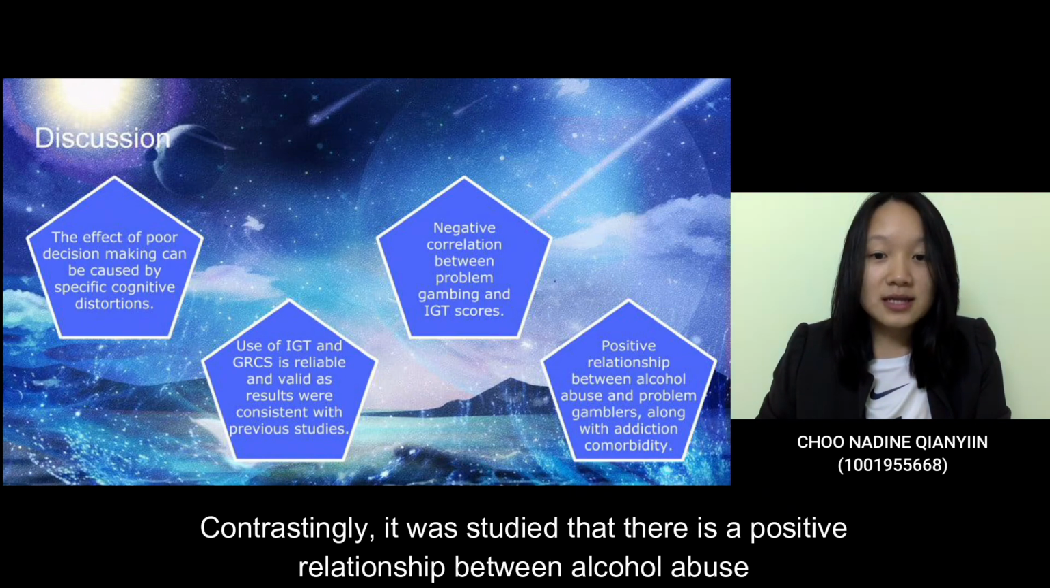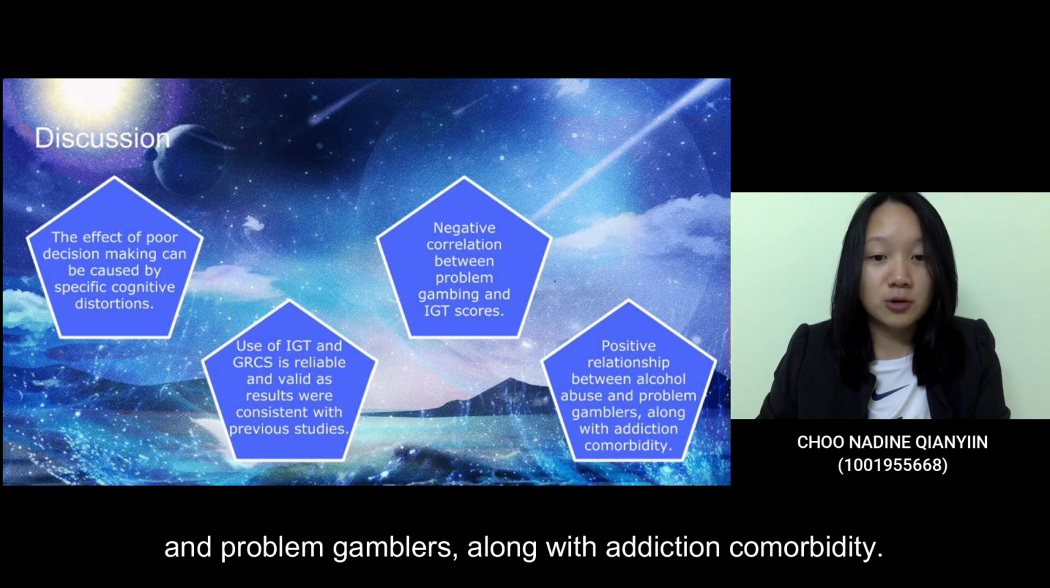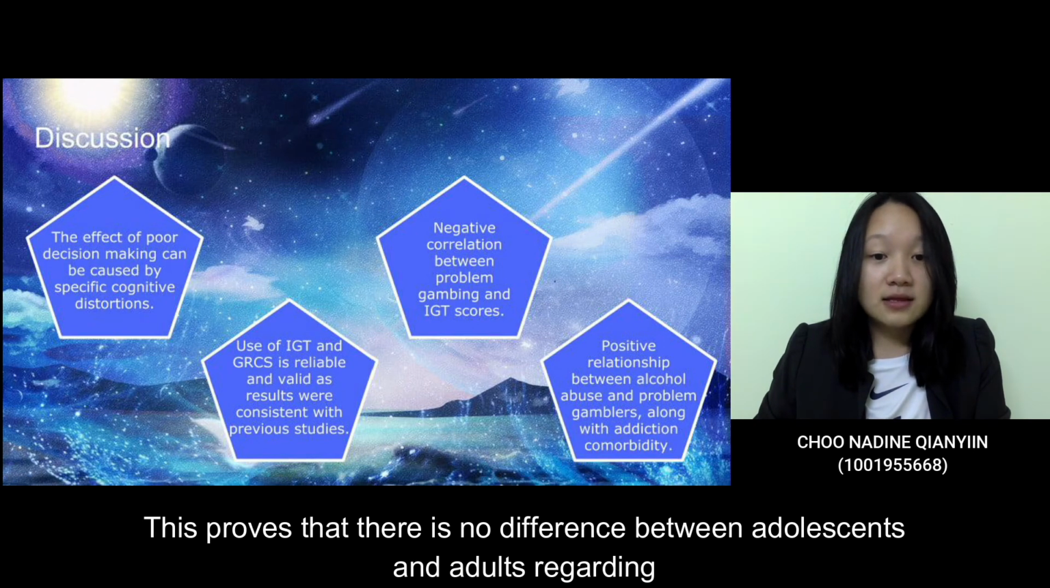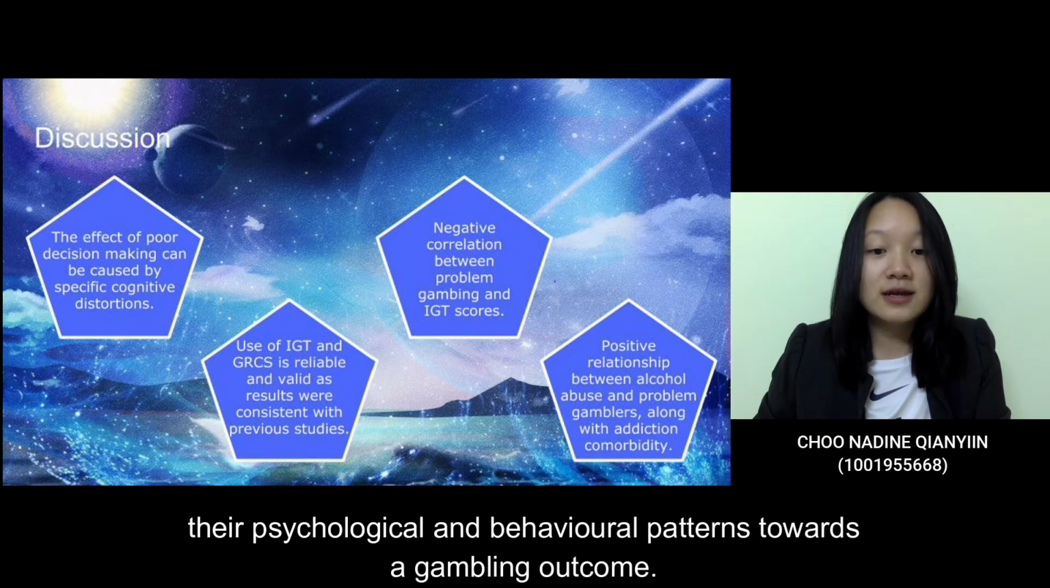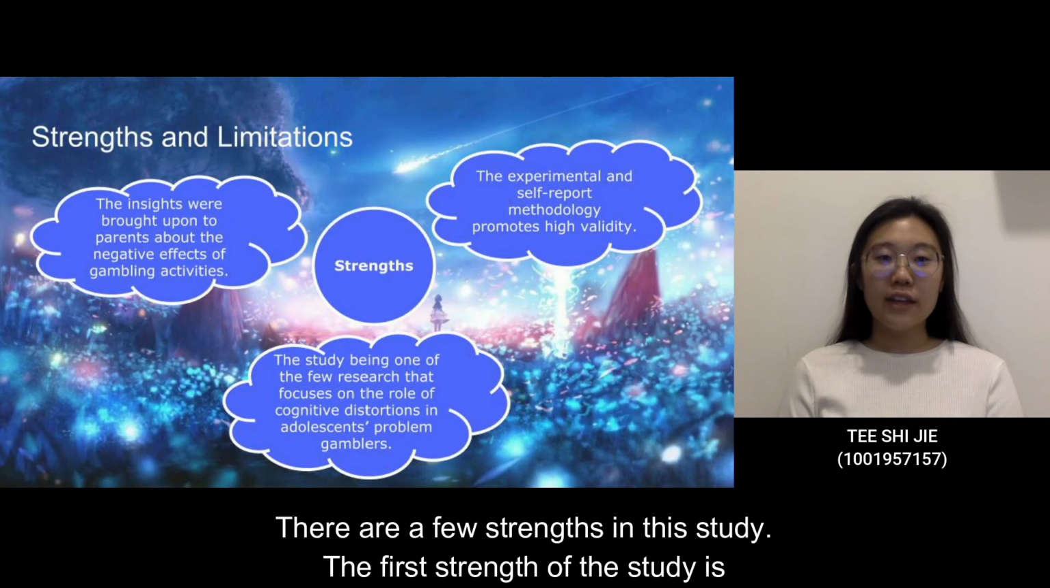Contrastingly, it was found that there is a positive relationship between alcohol abuse and problem gamblers, along with the addiction of comorbidity. This proves that there is no difference between adolescents and adults regarding their psychological and behavioral patterns towards a gambling outcome. There are a few strengths in this study.